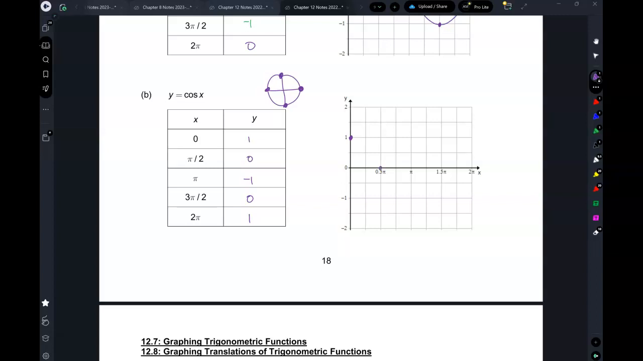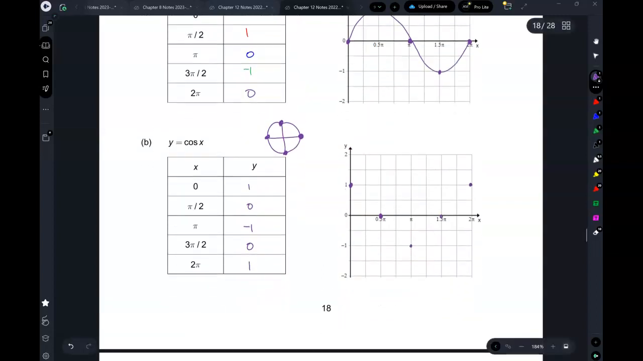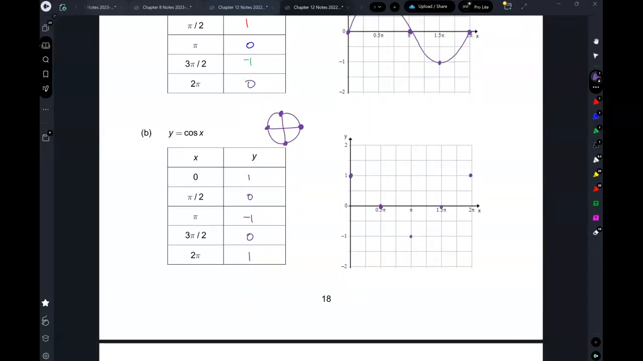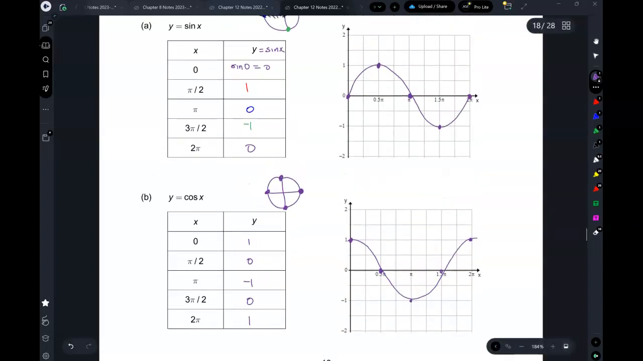At pi over 2, it's 0. At pi, it's negative 1. At 3 pi over 2, it's 0. At 2 pi, it's 1. Okay, let's make this now. Remember, this is not a V. This is part of a wave. So let's pretend this is part of a wave. And look at that. It's just like one part of this wave. So there we go, sine and cosine.